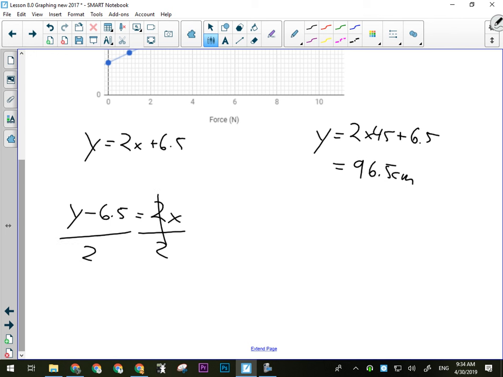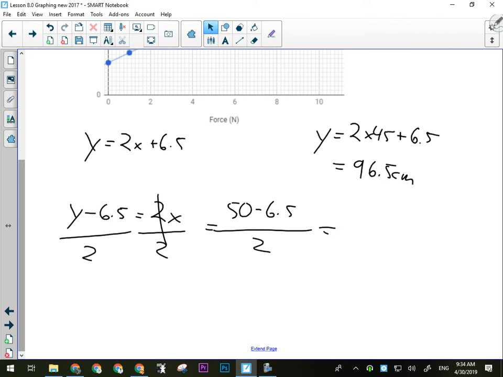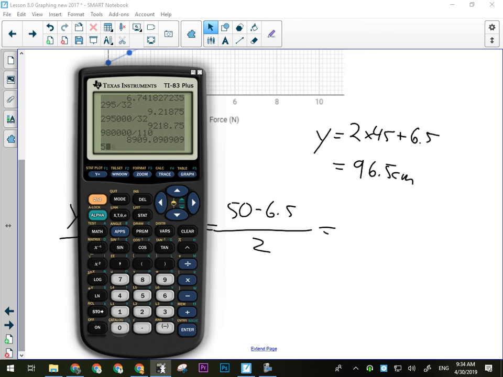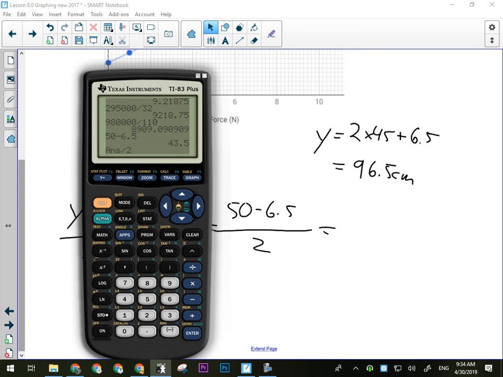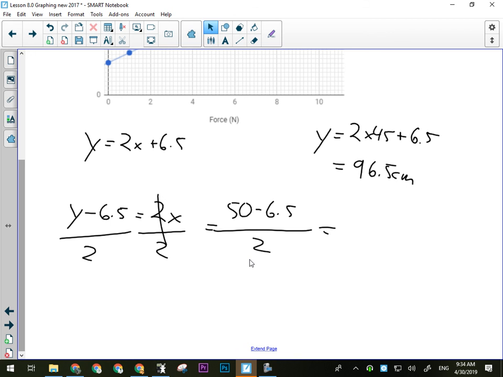All right, so now I'm solving for x. They told me y was 50 centimeters, right? So I'm going to go 50 minus 6.5 divided by 2. So that'll be 43.5 over 2, 21.75, I think. I should probably not do math in my head. Okay, 21.75 newtons of force would be required.